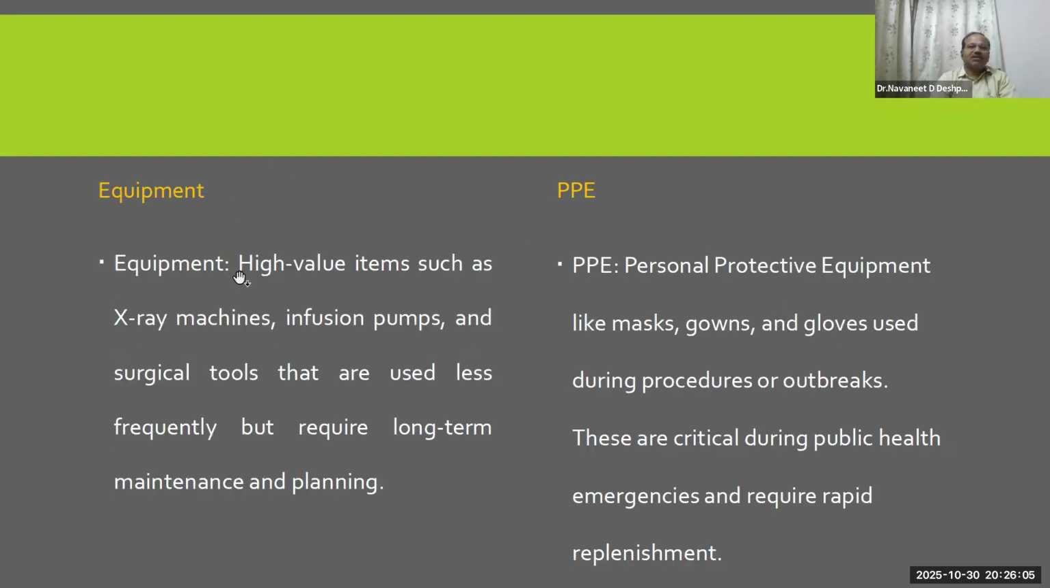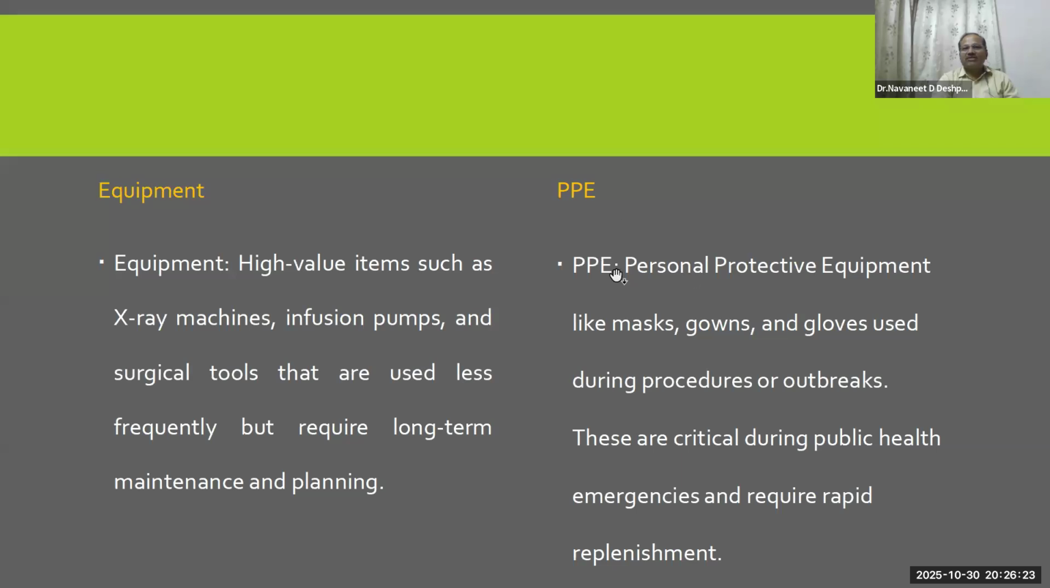Next, equipment. Equipment is nothing but all your big machines, like your X-ray machine, infusion pumps or surgical tools, that are used less frequently but require long-term maintenance and planning. Who is going to do the AMC, the annual maintenance? So all these things have to be understood and taken care of.